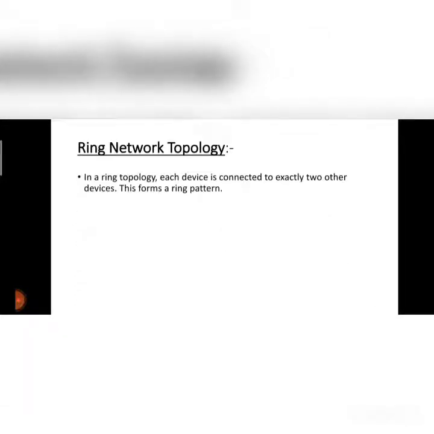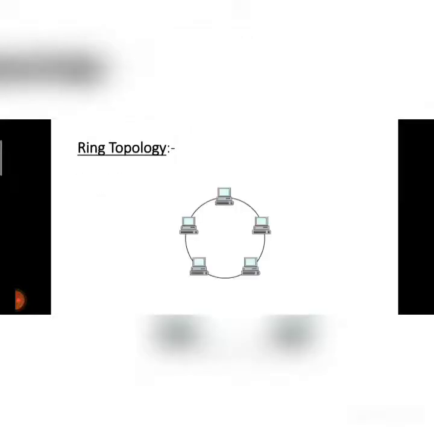Next is ring network topology. In ring network topology, each device is connected to exactly two devices, which forms a ring pattern. How is it so? Let us see with the help of a picture. See, in this picture we can see the top computer is connected to two computers, one on its left side and the other on its right side. Similarly, all the other computers are connected to two other computers, thus forming a ring-like pattern.